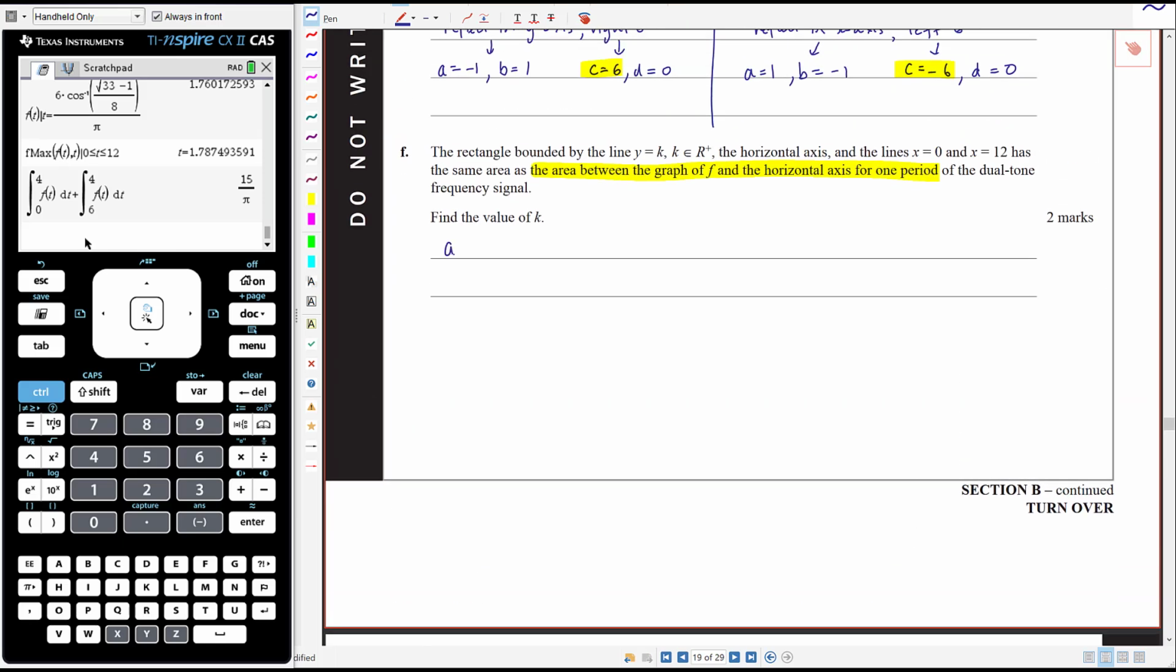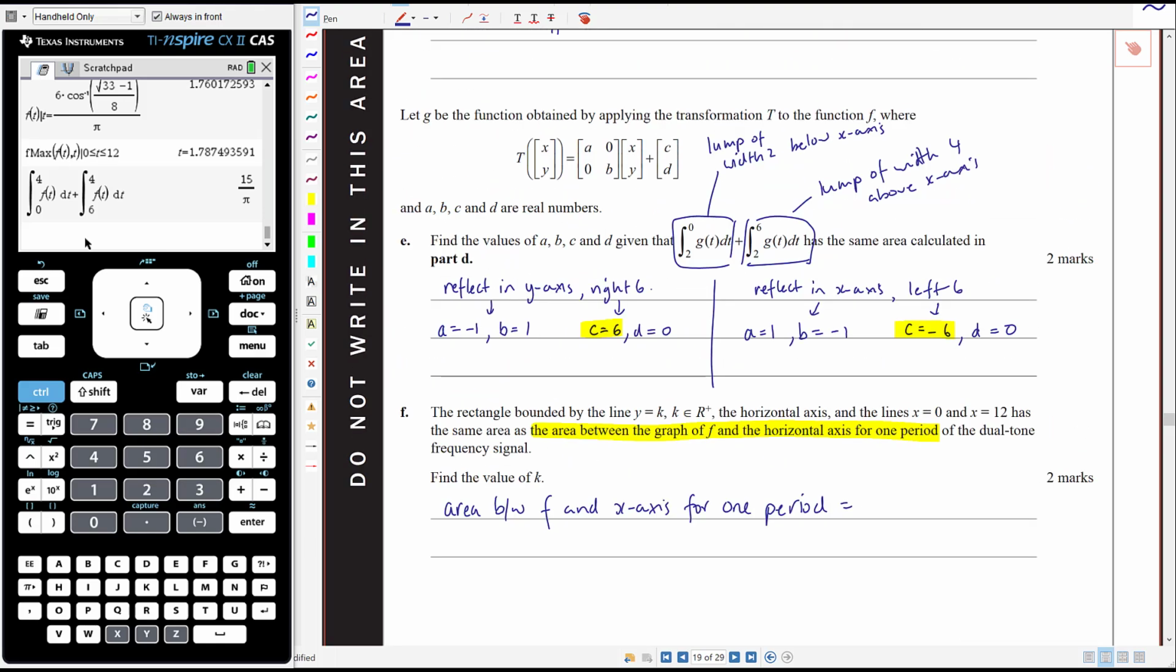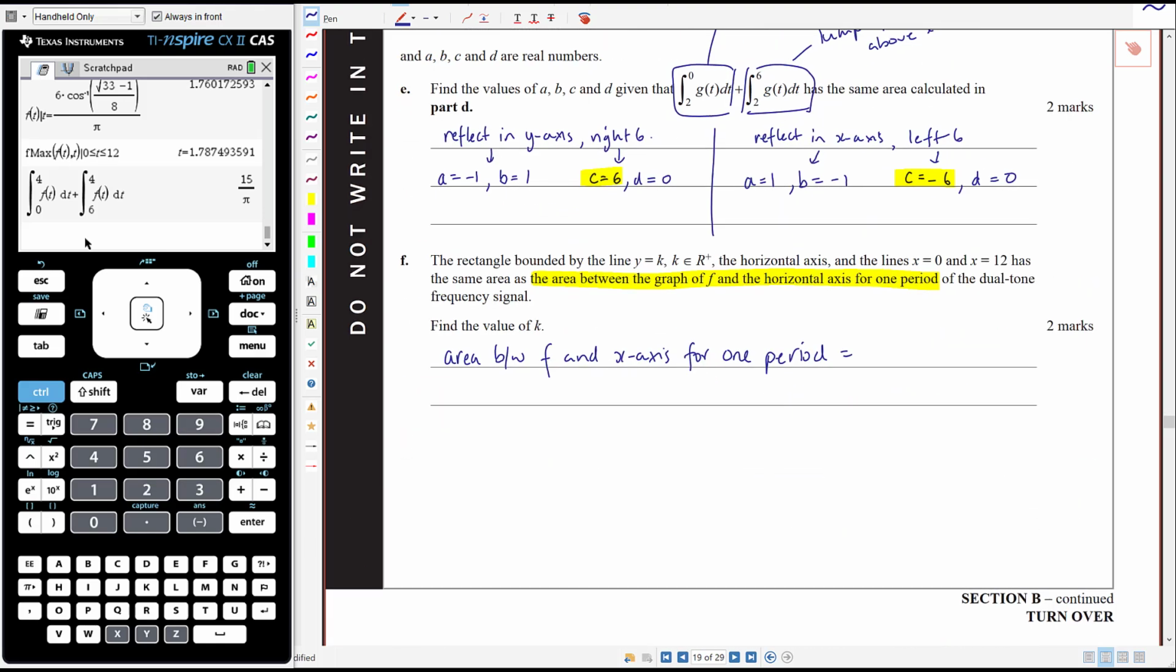So we know that the area between f and the x-axis for one period is the answer we got up here in part D times 2. So 2 lots of 15 on pi, and so that is 30 on pi. Now we want the rectangle bounded by the line y equals k, the horizontal axis, and the lines x equals 0 and x equals 12 has the same area as this.